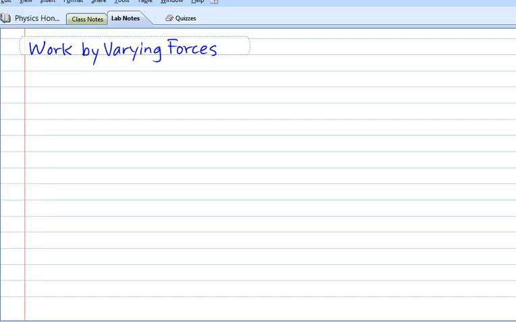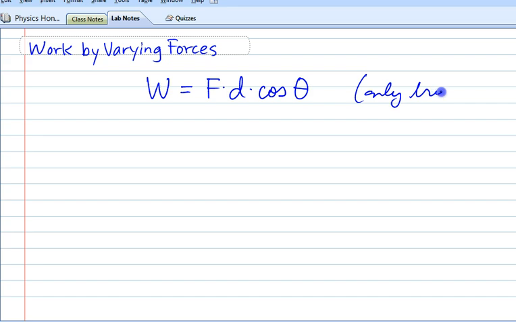Okay, welcome back everyone. So in a previous video we learned that you can calculate work by taking force times displacement times the cosine of the angle between them. And what we talked about is that this calculation is only true when the force is constant. Like near the surface of the Earth, gravity's fairly constant, so the force of gravity is pretty constant.